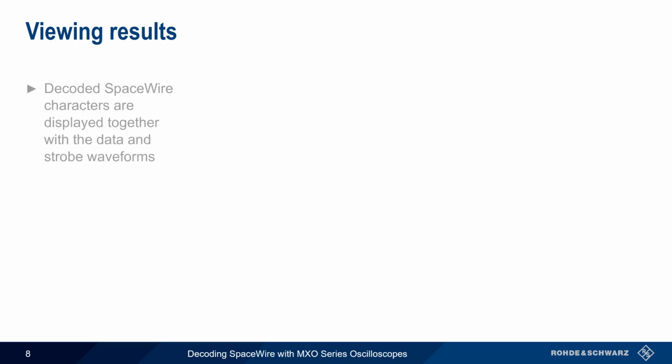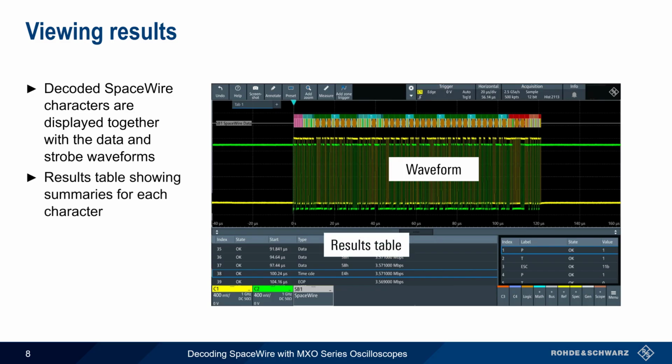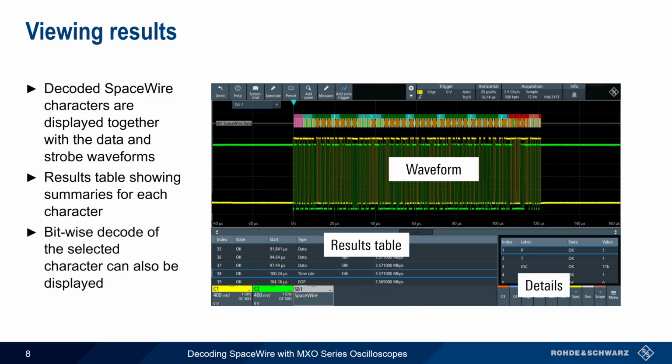Once thresholds have been set properly, decoded SpaceWire characters will be displayed together with their analog waveforms in the upper portion of the screen. The lower portion of the screen contains the result table, which shows summaries for all of the decoded characters within the capture, as well as bit-level decodes of each selected character.